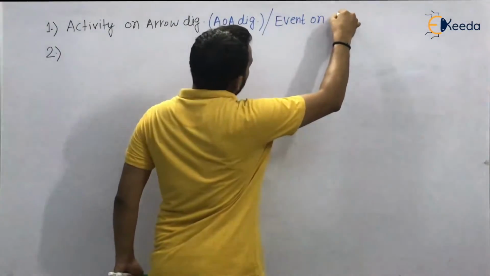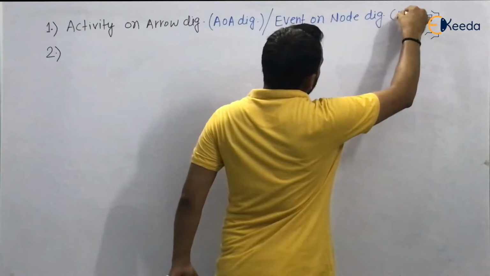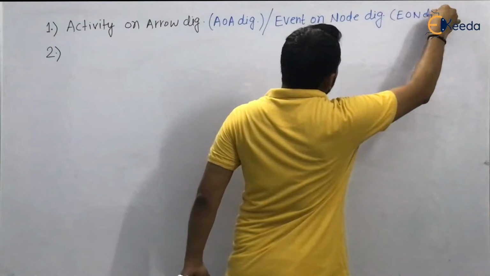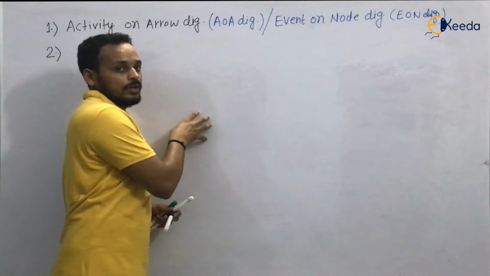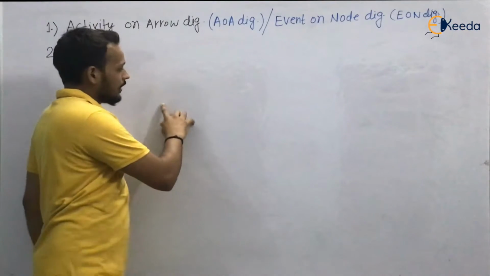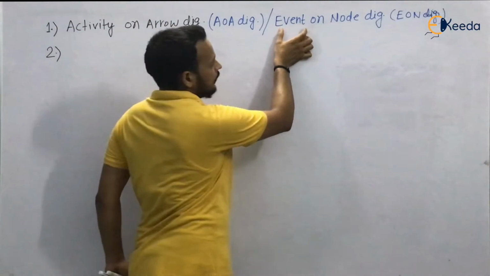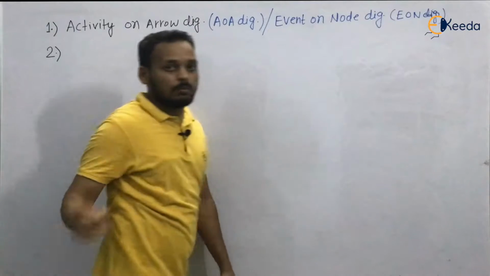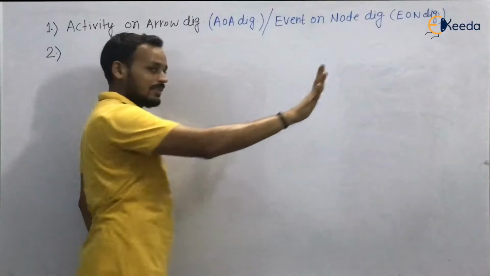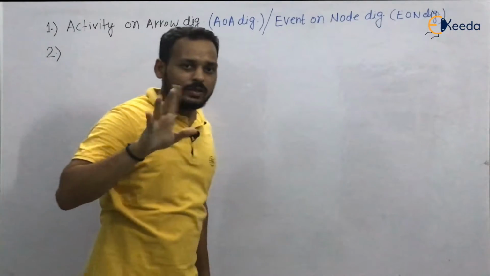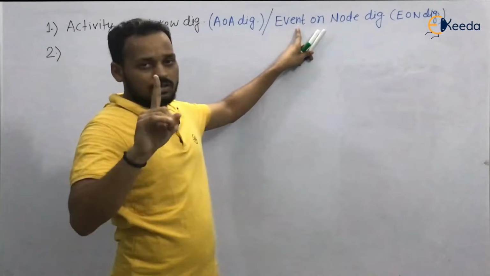event on node diagram or EON diagram. Just now I went through the example in which the activity was written above the arrow, that is activity on arrow, and the event was present on the node, number 1, number 2, the numbers, event on node. So both are the same. Either write the activity above the arrow or write the event on the nodes. This is the first network diagram.